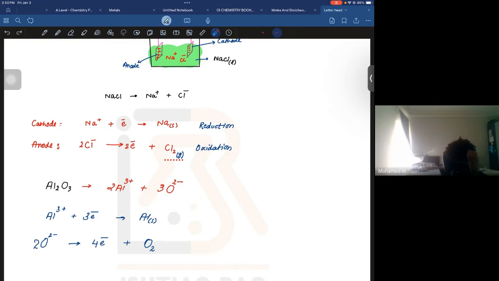Why would the big 2 be in front of chlorine for the anode in sodium chloride? Is it because it's NaCl2? No, basically it's NaCl. When I wrote the equation for the anode, I knew that chlorine is diatomic, so I wrote Cl2. Then you need to balance the equation, so I have written 2 over there and over there so that the equation is balanced. That's the reason. Chlorine is diatomic. Exactly.